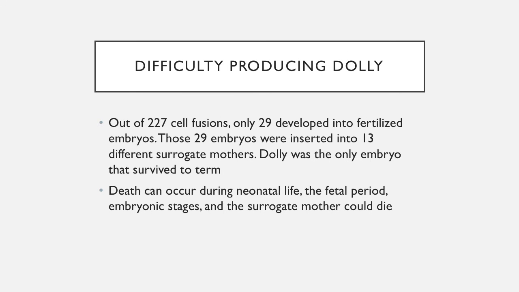Difficulties producing Dolly. Out of 227 cell fusions, only 29 developed into fertilized embryos. Those 29 embryos were inserted into 13 different surrogate mothers. Dolly was the only embryo that survived its full term. This data would be considered inefficient due to the low survival rate. The survival rate is so low because death can occur during neonatal life, the fetal period, embryonic stages, and the surrogate mother could also die.